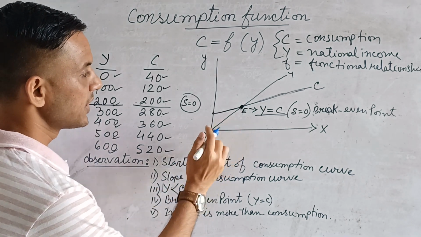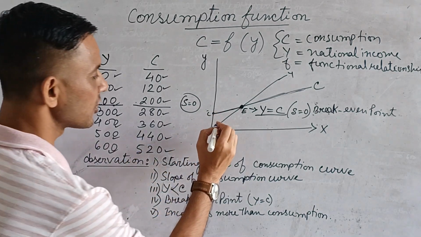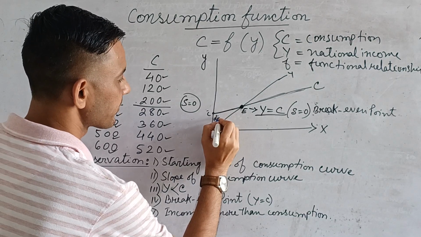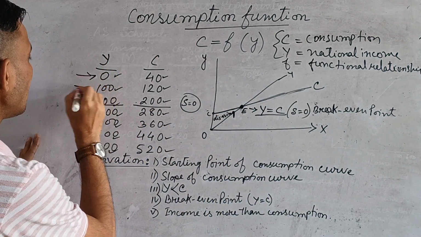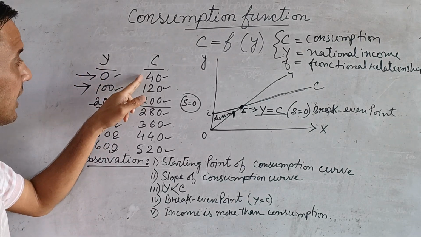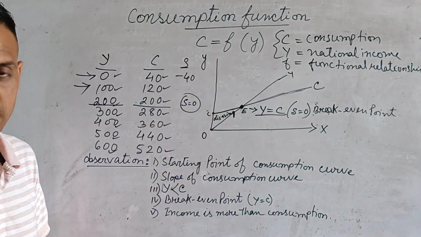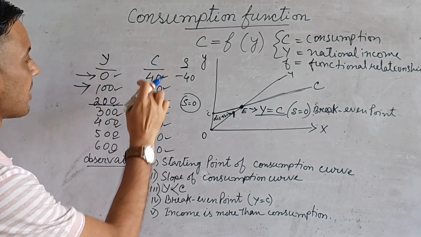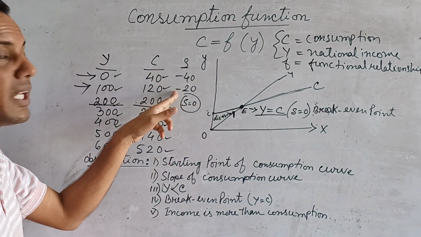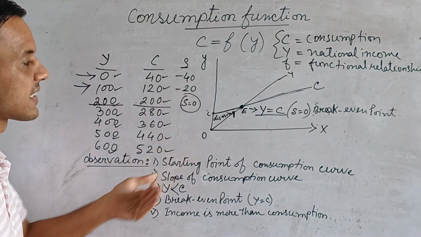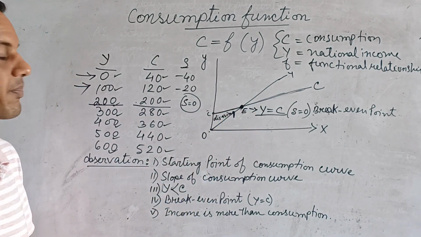Now you see this portion here to here. Suppose you can write here C bar. Now you see this portion. This portion is called what? This dis-savings. Write down. This dis-saving. Why this dis-saving? Because you see this one, 0 and 100. When income is 0, then consumption is 40, so saving is minus 40. When income is 100, then consumption is 120. Then what is the savings? Minus 20. So it's negative. So that's why this is called dis-savings, and in this graph we have shown that this portion here to here is the dis-savings.